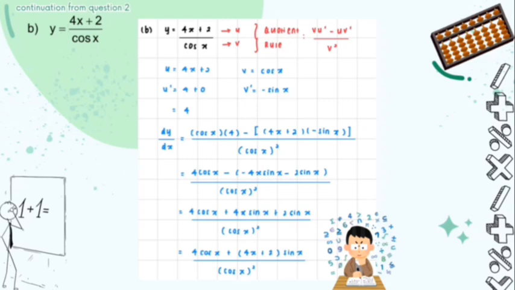So, the final answer for dy over dx is equal to (4 cos x plus (4x plus 2) times sin x) divided by cos x squared.